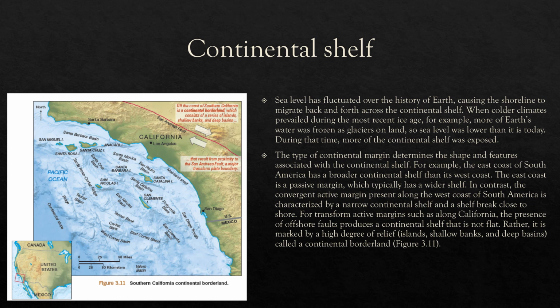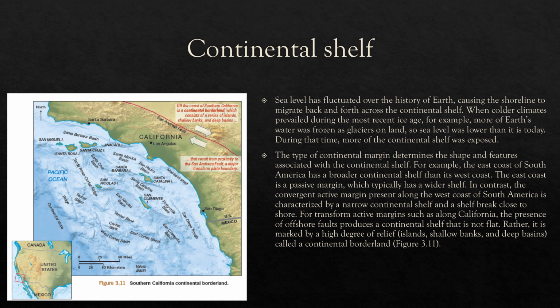This is again an example of a borderland in California, which California shares with the Pacific Ocean. What has happened is that sea level has fluctuated over the history of Earth, causing the shoreline to recede and then transgress, migrating back and forth across the continental shelf, which actually influences the position of the continental shelf.